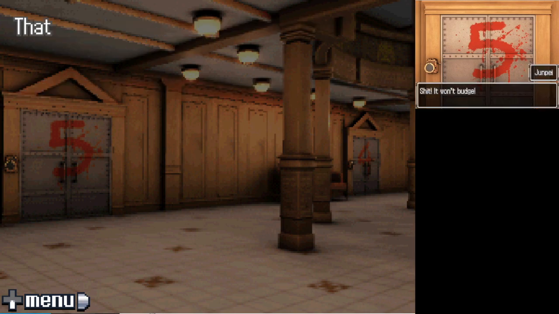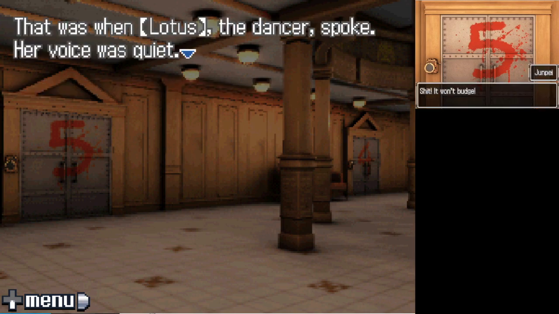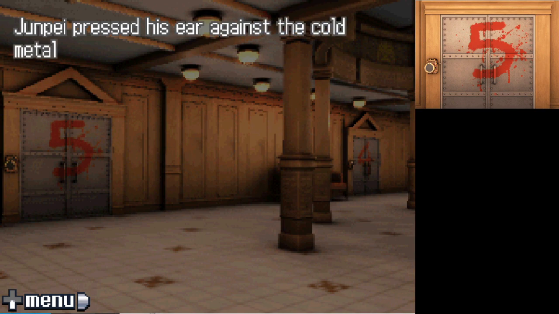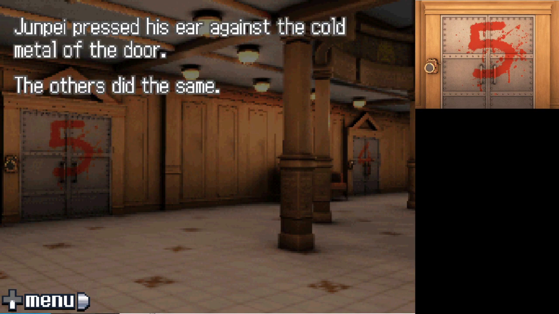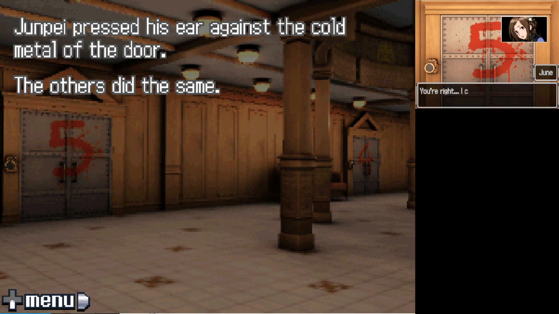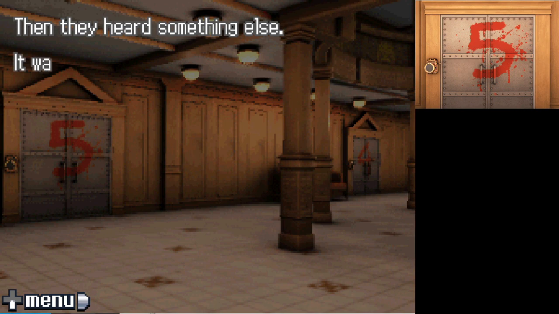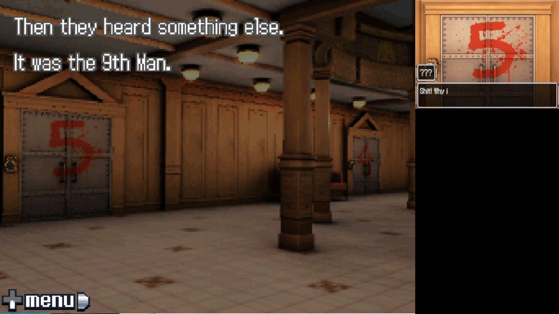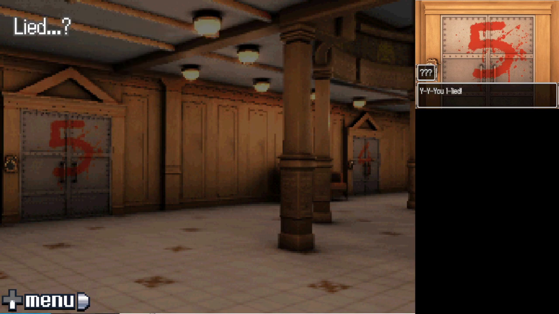"Shit, it won't budge." When Lotus and Andrew spoke, her voice was quiet. "Do you hear something?" "Like what?" "Some sort of beeping." Junpei pressed his ear against the cold metal of the door. Lotus did the same. "You're right, I can hear it too. What is it?" "I heard something else." It was the ninth man. "Shit. Why isn't it stopping? God damn it. You lied."